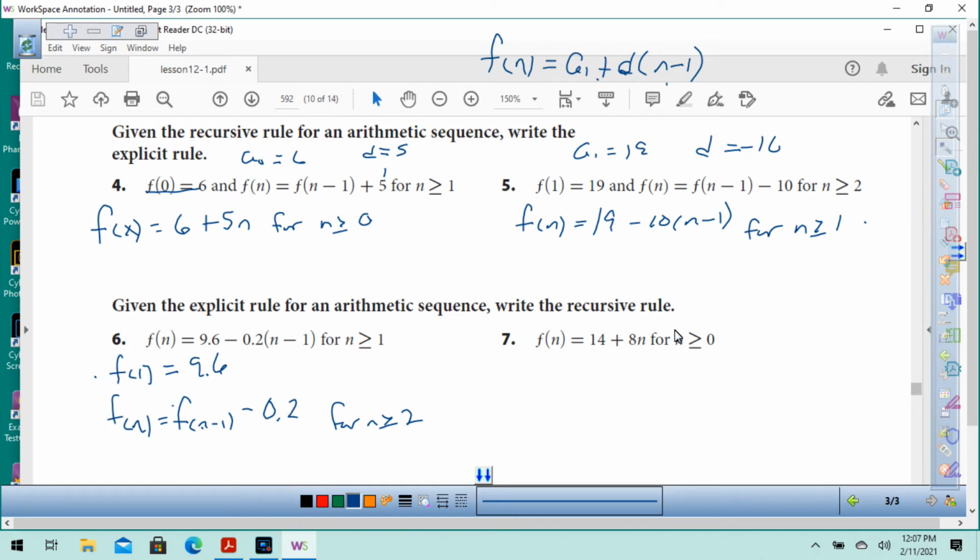All right. Here, let's see if we can do a little bit better. It starts at 0 here, right? So we got f of 0 equals 14. f of n equals f of n minus 1, and then we got 8, so we're going to add 8. That's going to be for n is greater than or equal to 1.